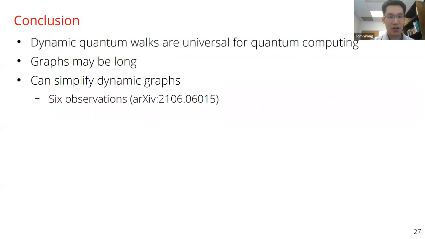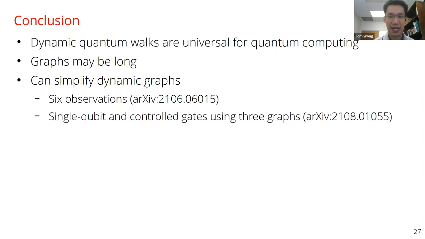With Rebecca Herman, we had 6 observations. That's in that arXiv preprint from earlier this summer. And then with my former grad student, we looked at how to implement any single qubit gate and any single qubit controlled gate using just 3 graphs. And that's in a preprint that came out earlier this month.